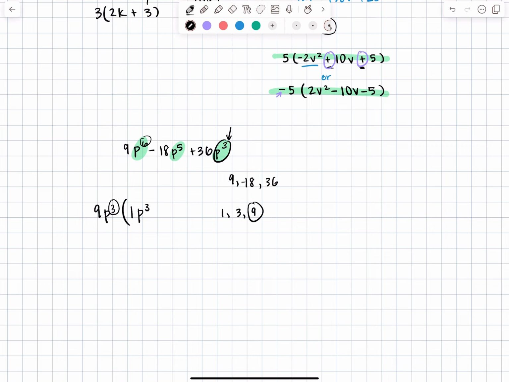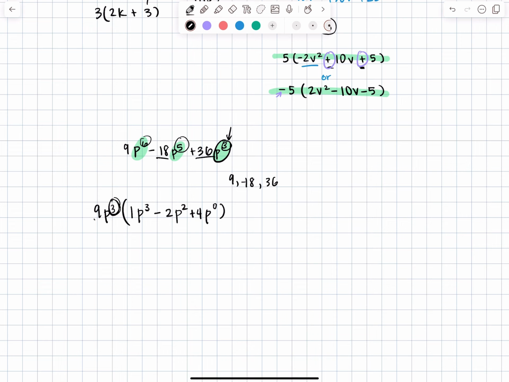And then minus 18 divided by 9, that is 2, and then 5 minus 3 gives us p squared. Here, 36 divided by 9 gives us positive 4. And then 3 minus 3 gives us p to the 0.